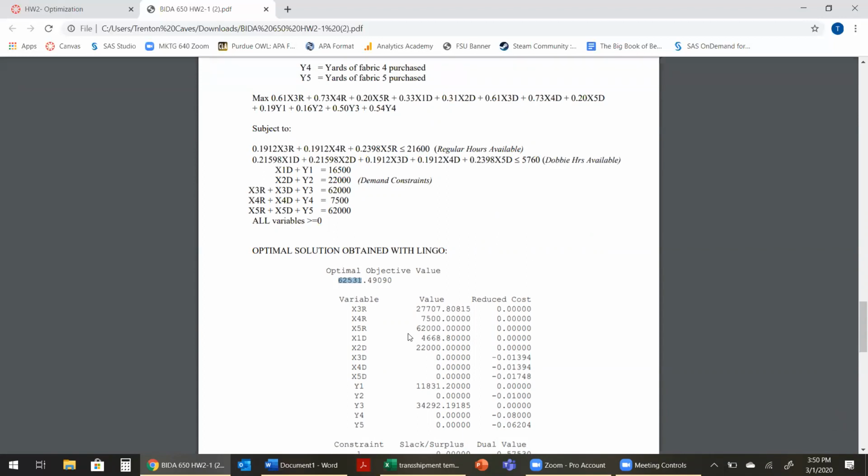And the way we come to that solution is through our variables. X3R, we said, was the amount produced on regular looms for fabric 3. And we produce 27,707.80815. So this first section is telling us what our production rate looks like, or what our production schedule is, how much we're producing on our regular looms, Dobie looms, and how much we're purchasing.